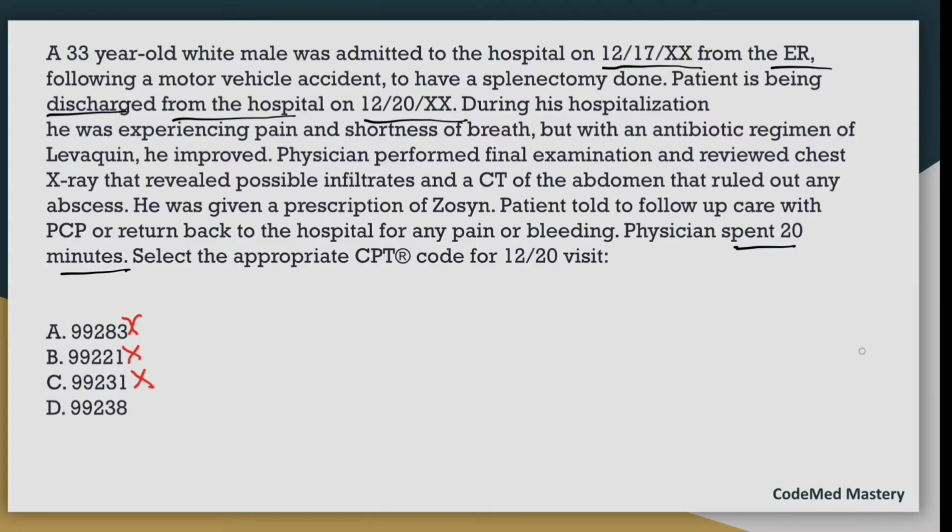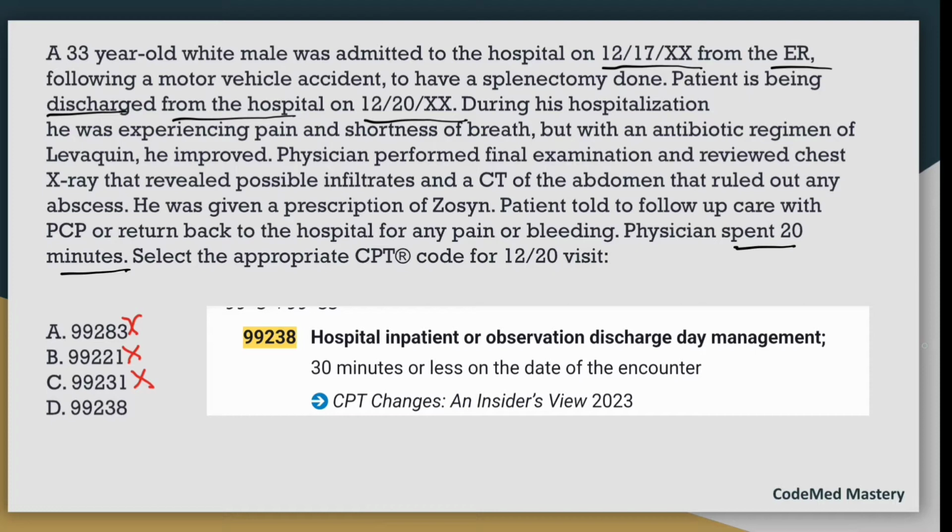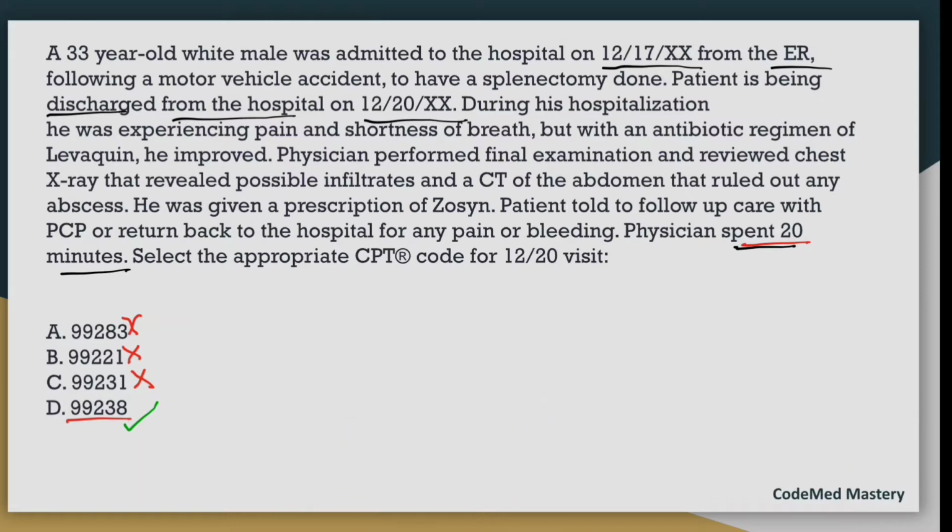Coming to option D, 99238, check the code. 99238 is for hospital inpatient or observation discharge day management, 30 minutes or less on the date of encounter. So here our time is 20 minutes, and this code 99238 is for 30 minutes or less. So it is matching with the question and also it is a different day discharge code. Remember, codes 99238 and 99239 are for different day discharge. So we will code this option D 99238, which is going to be our right answer. Let us move on to the next question.